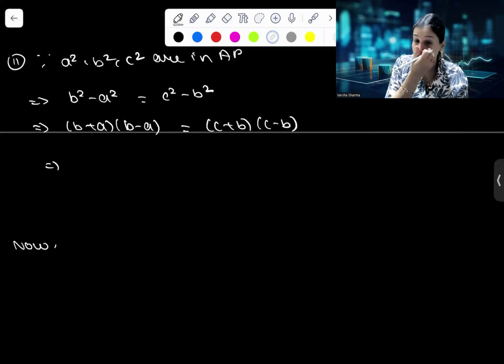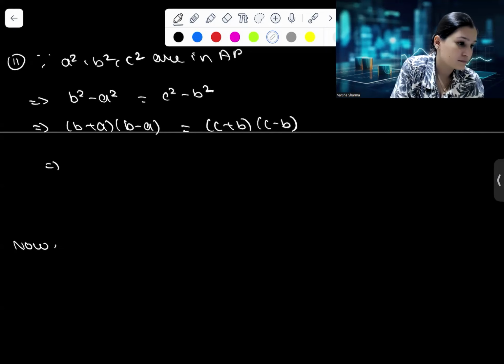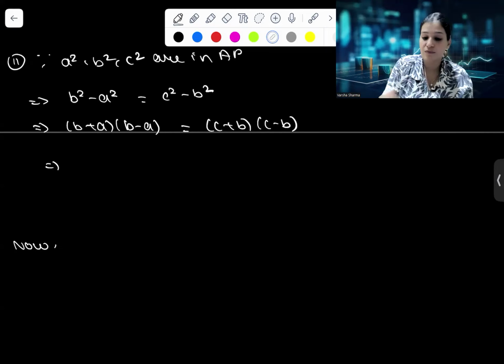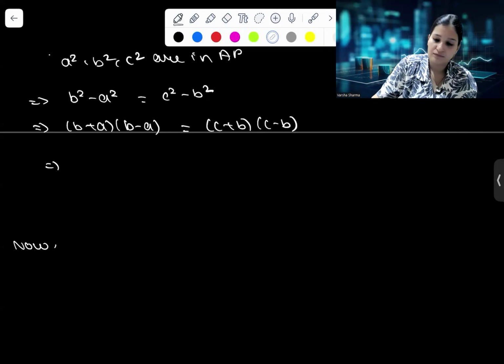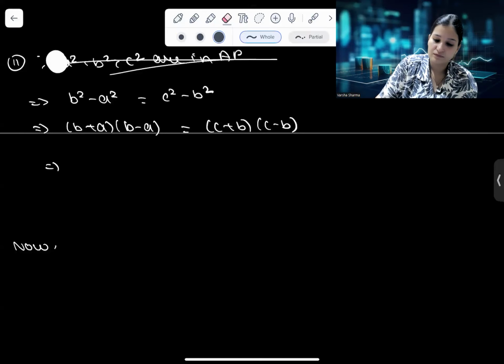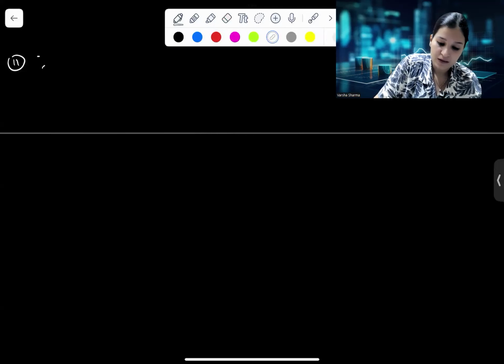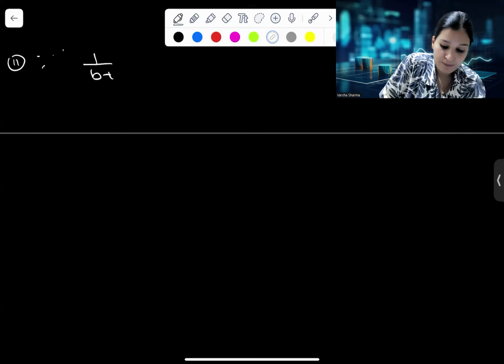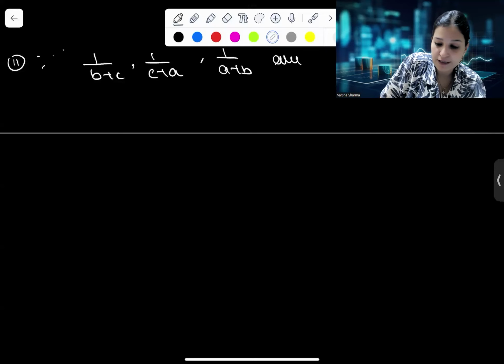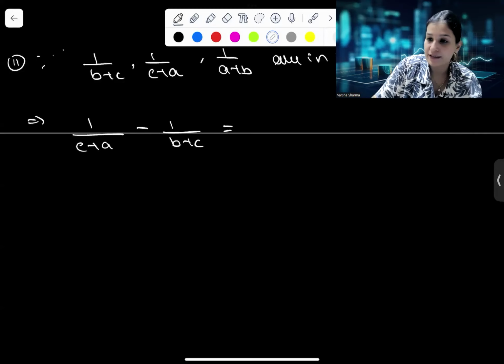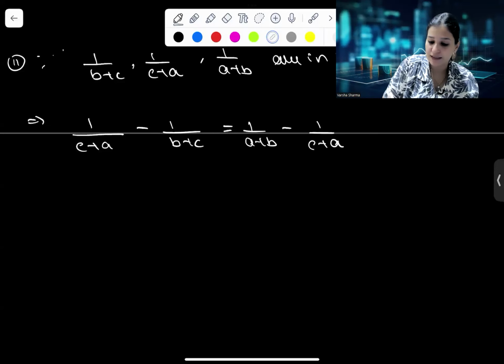Ma'am, in the question that is not in AP. Oh, my fault. Since 1 upon (b plus c), 1 by (c plus a), 1 by (a plus b) are in AP, so 1 by (c plus a) minus 1 by (b plus c) is same as 1 by (a plus b) minus 1 by (c plus a).